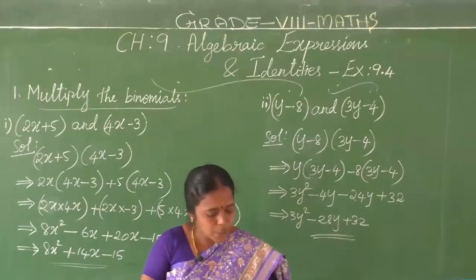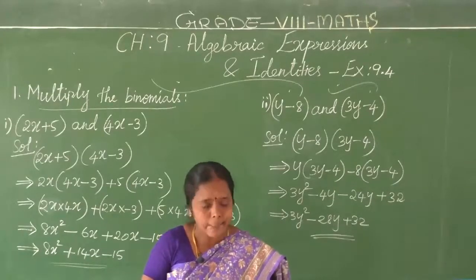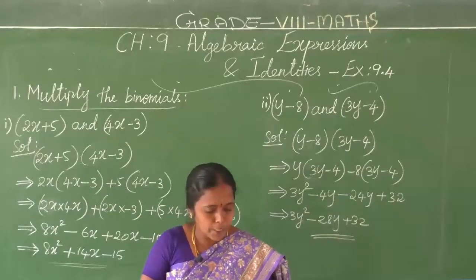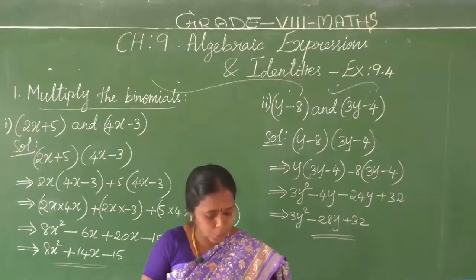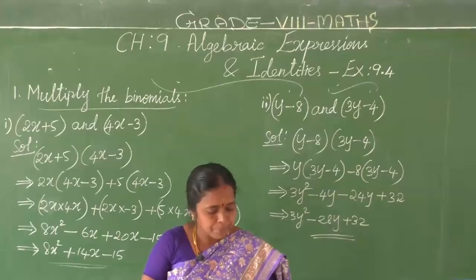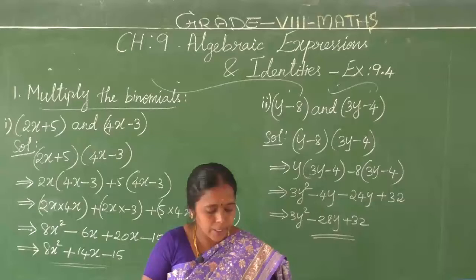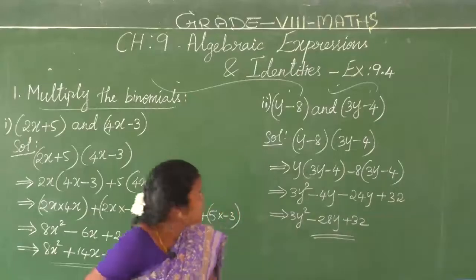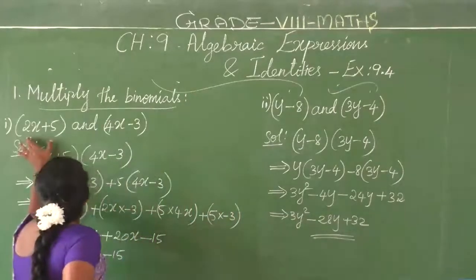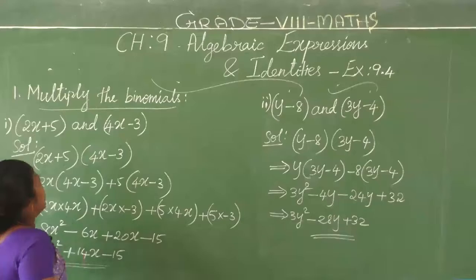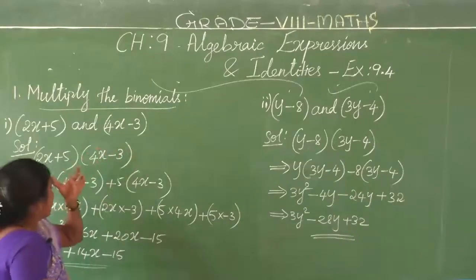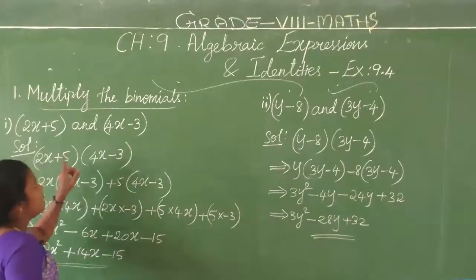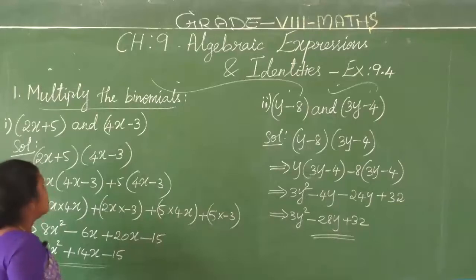If you see the first section in this exercise, it says multiply the binomials. See the first question, 2x plus 5 and, sorry, 4x minus 3. 2x plus 5 is one binomial, and 4x minus 3 is one more binomial. That is to be multiplied. This is our question. What to do?